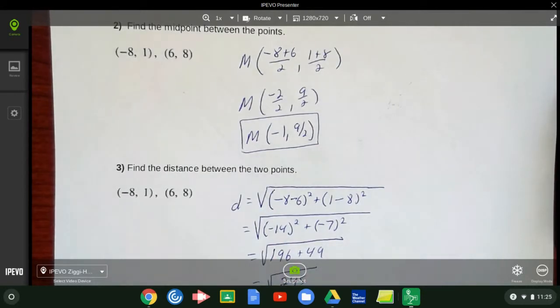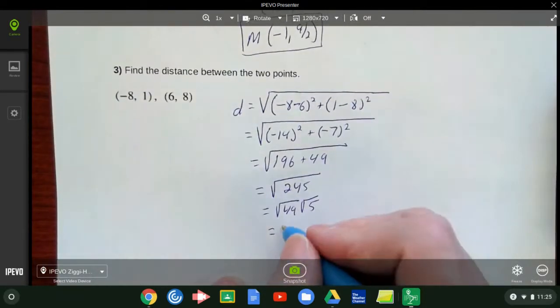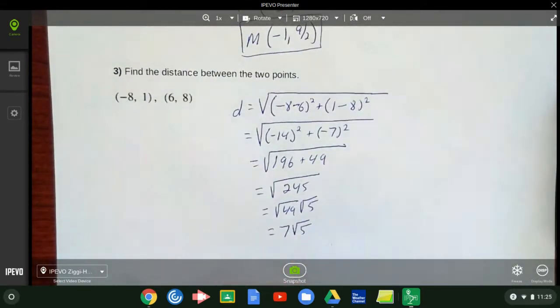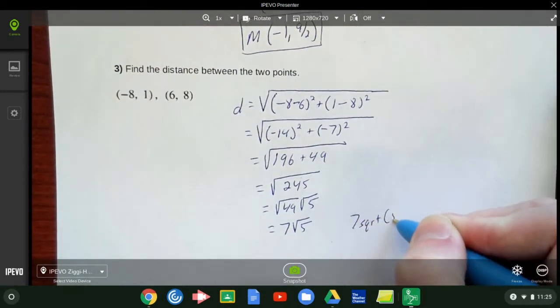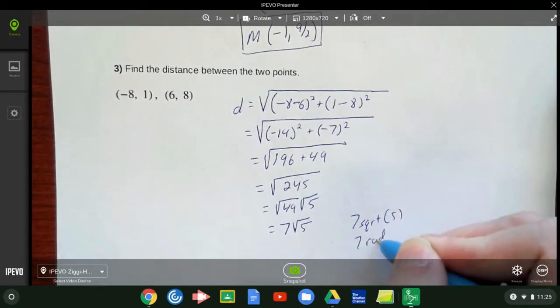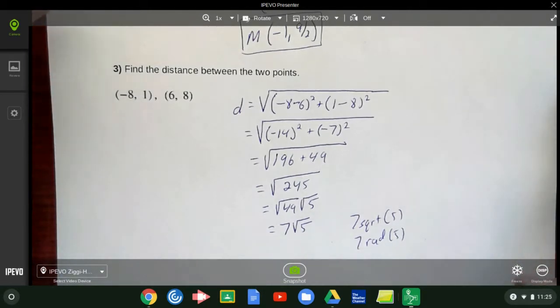245. And let's see if we can break that down. That actually does break down as 49 and 5. So, whoops, fell off the list there. 7 square root of 5. Okay? And if you wrote in there 7 square root 5 or 7 radical 5, I'll understand that. Excellent. Remember these? We're going to need them tomorrow. So I will see you back in class.